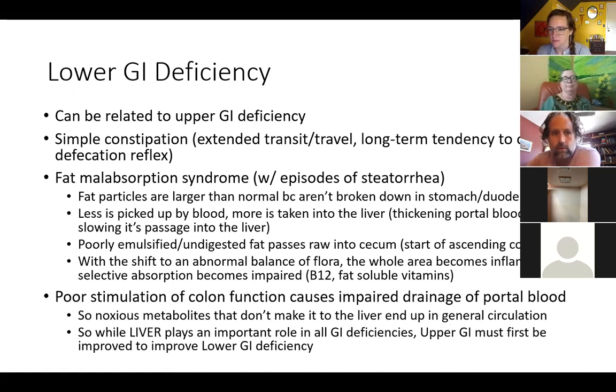So when dealing with a lower GI deficiency or an upper GI deficiency, you basically have to start with the upper GI. Because if it's an upper GI deficiency, you're going to start there anyway, right? Yeah, you're going to start there. And identifying if it's a deficiency or an excess.